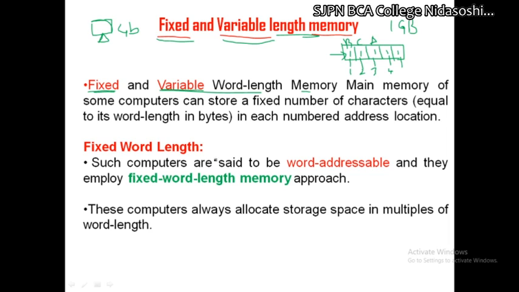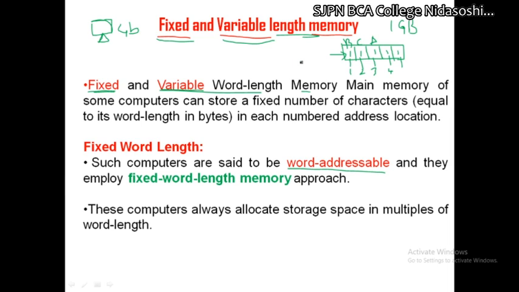Such computers are said to be word addressable and they employ the fixed word length memory approach. What does it mean? Such computers are said to be word addressable. That means this is one memory organization. I can store BCA as one word of fixed length in this computer, right. So such computers are word addressable.